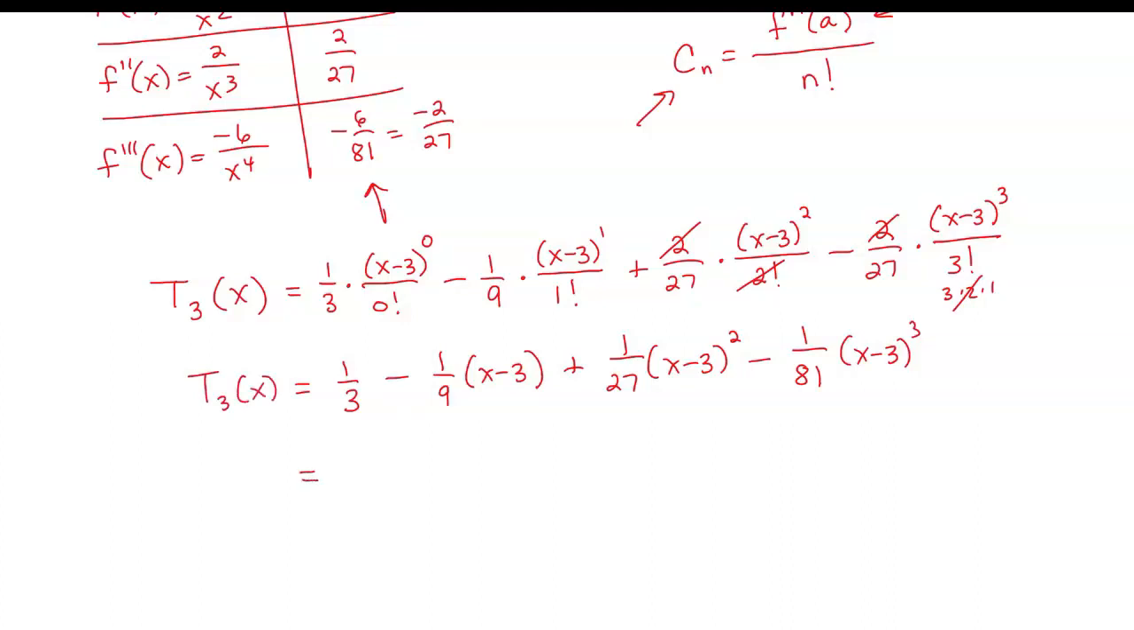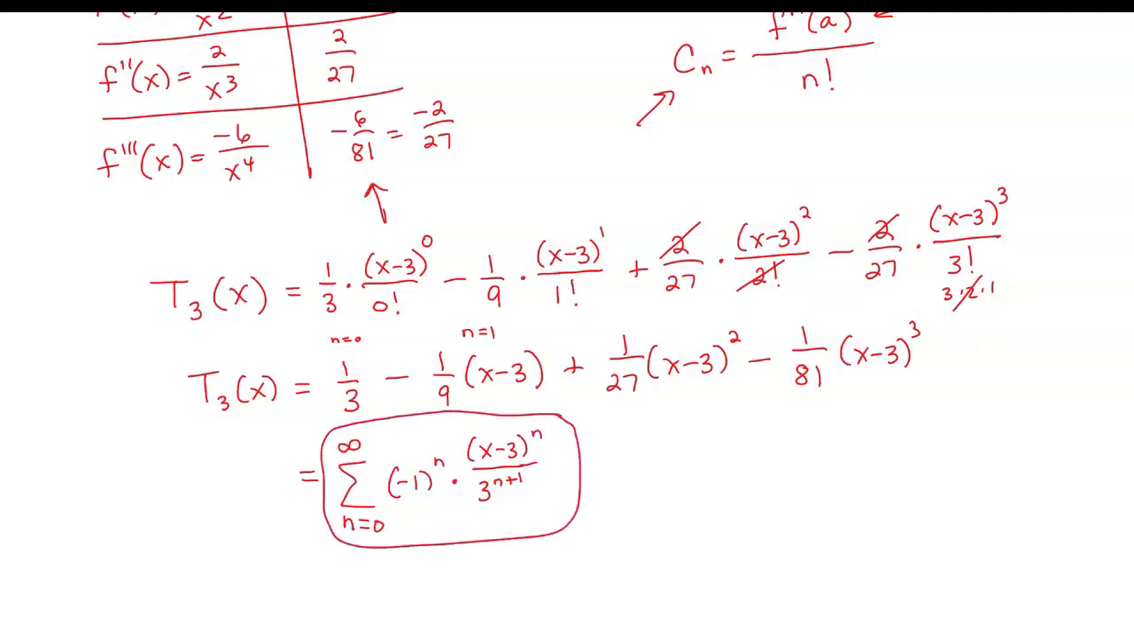Let's set up the sigma notation. I'm noticing we have an alternating series, so I'll put the alternating piece in there. And then we have powers of 3 in the denominator. Do you see 3 and 9, 27, 81? And the first term is when n equals 0, so that's going to be 3 to the n plus 1 power. And then when n equals 1, we will get 3 to the second power, which is 9, so that matches, and so forth. And then in the numerator, we still have the x minus 3 to the n power. So there is our series notation.